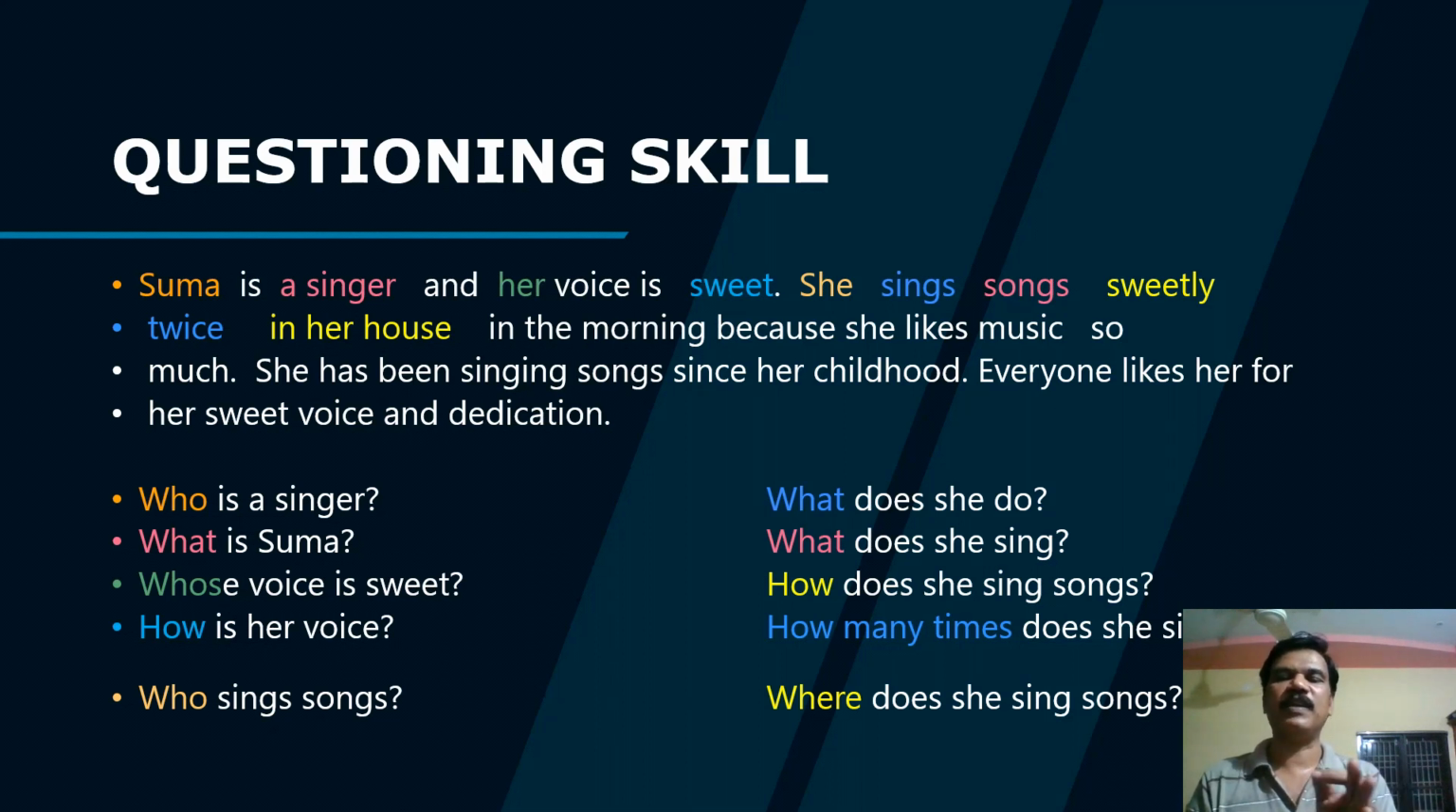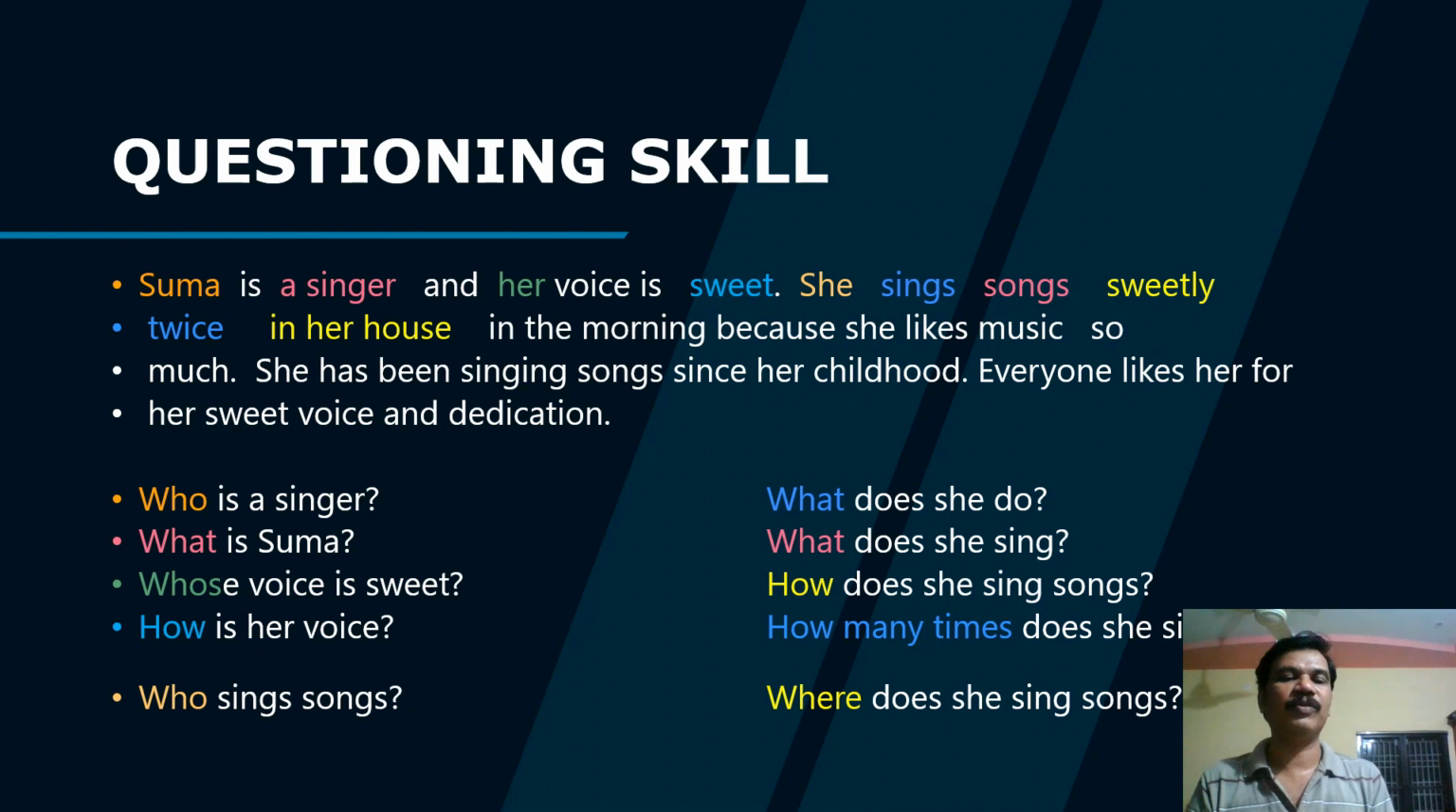Next, her. For example, the word is underlined in the examination. Her voice is sweet. So, for possessive pronouns or possessive things, what would we use? Whose. So, whose voice is sweet? Next, sweet. Sweet is an adjective. So, what can we use? How, for manner and quality. How is her voice? Sweet.